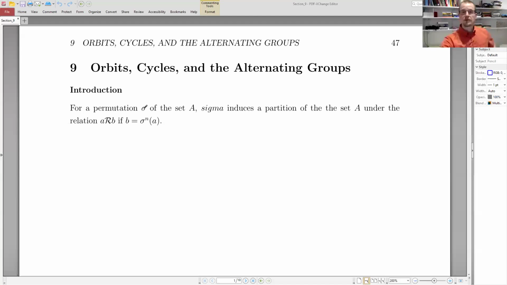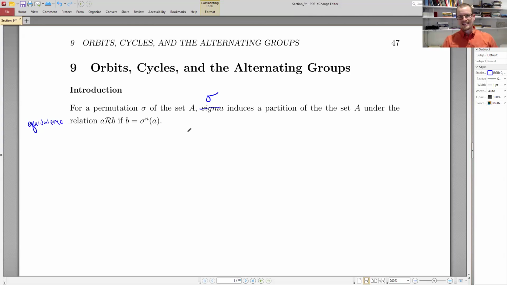All right, so let's say we have a permutation sigma, which permutes elements of the set A. Sigma induces a partition of the set A under the equivalence relation. So it's an equivalence relation that we're interested in. A is related to B if B is equal to sigma to the nth power of A. Run A through sigma n times, and you get B out of it. That's exactly what we're looking for there.